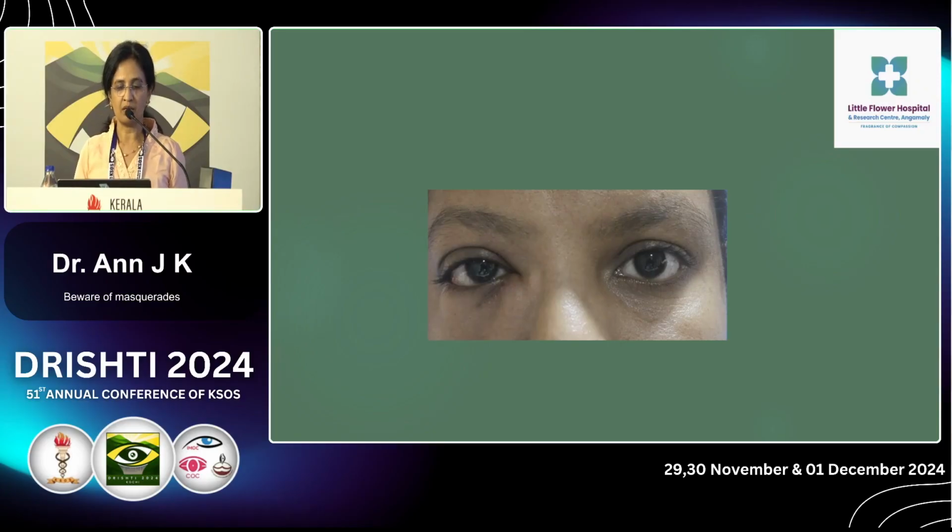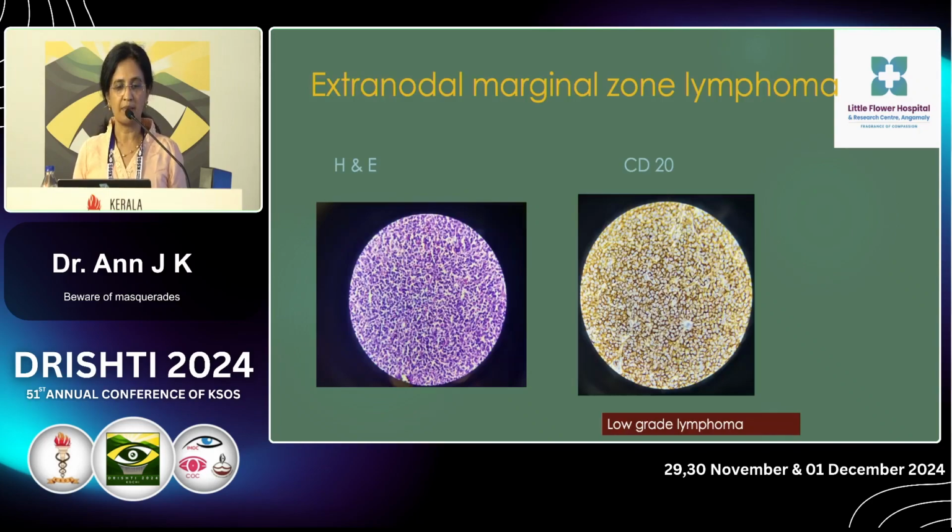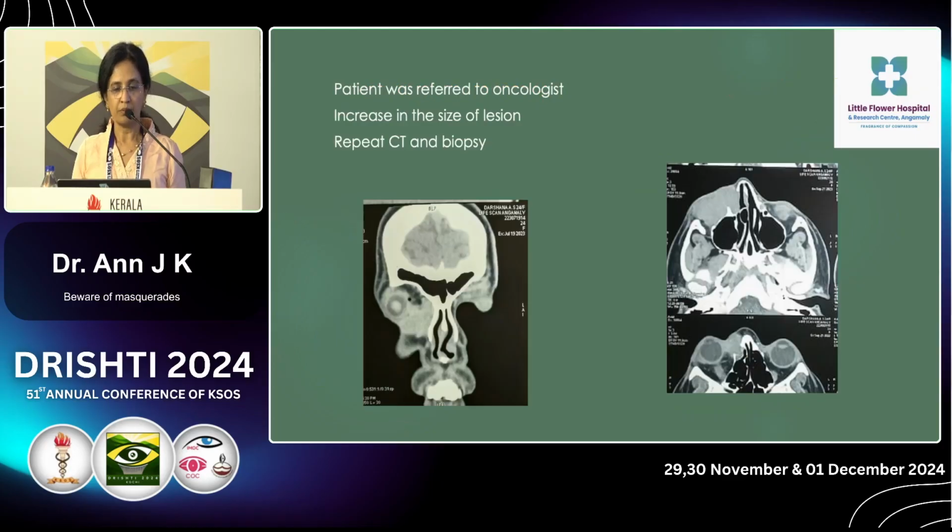When I opened it, I found a friable mass with indefinite borders, and sent it for histopathological examination. It came as extranodal marginal zone lymphoma, which is a low-grade lymphoma, and the patient was sent to the oncology department. In between, the mass increased in size, and we could see that it was spreading inferiorly, and going to the lateral part of the orbit also.